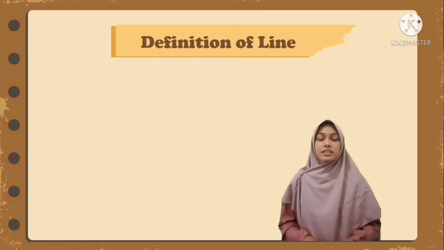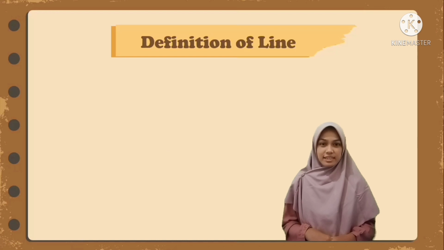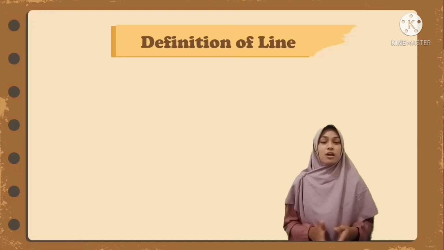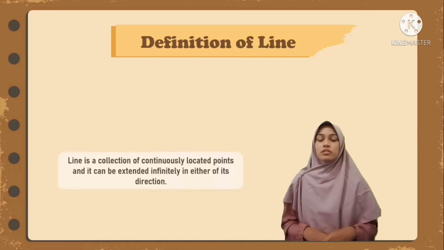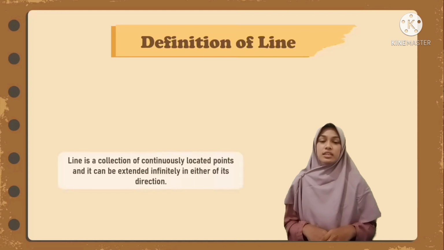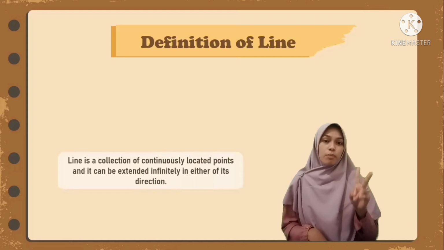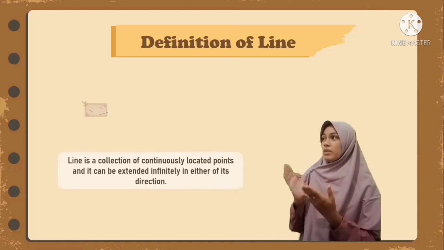The first is the definition of line. Do you know what a line is? I'm sure you all already know. The definition of line is a collection of continuously located points, and it can be extended infinitely in either direction. A line can also be constructed by at least 2 points. You can see the picture beside.